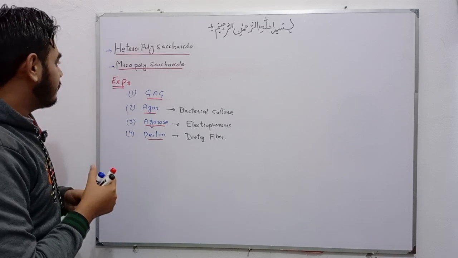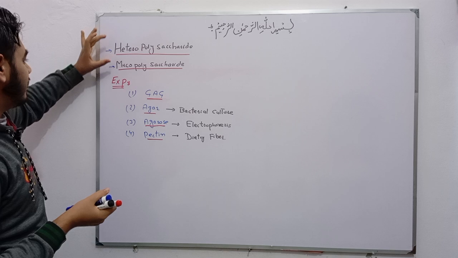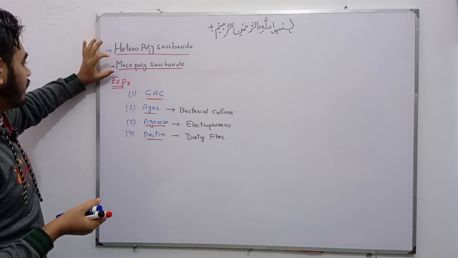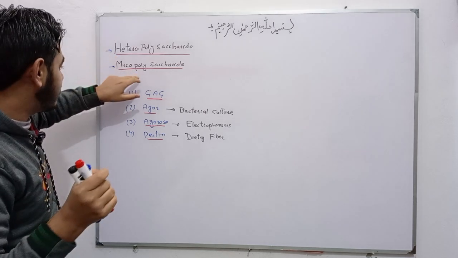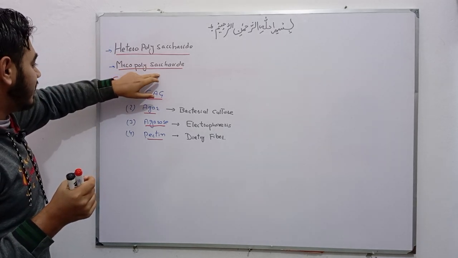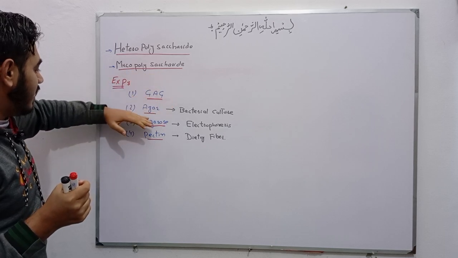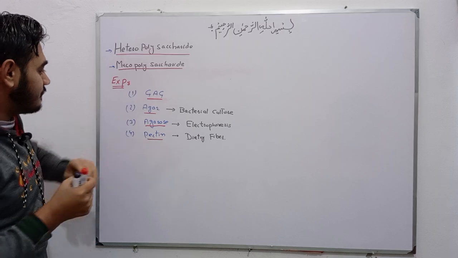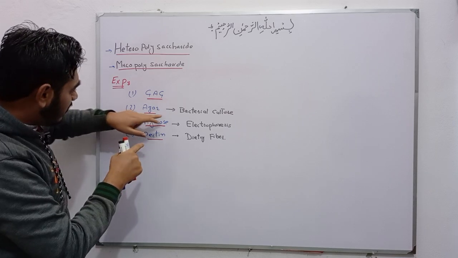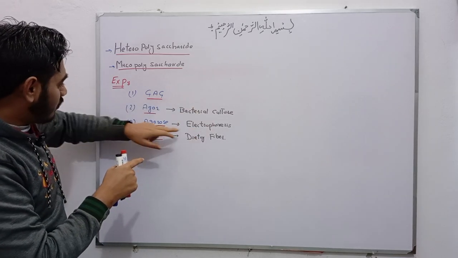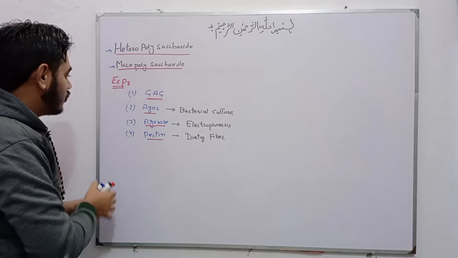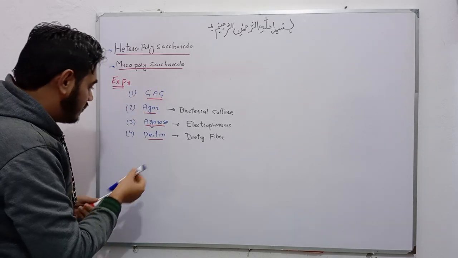Students, I am repeating again. Heteropolysaccharide, the other name is mucopolysaccharide, because it was first isolated from mucin. The important examples are glycosaminoglycan, agar, agarose, and pectin. Today's topic is glycosaminoglycan. Agar is used for bacterial culture, agarose for electrophoresis, and pectin acts as a dietary fiber. So coming to glycosaminoglycan.